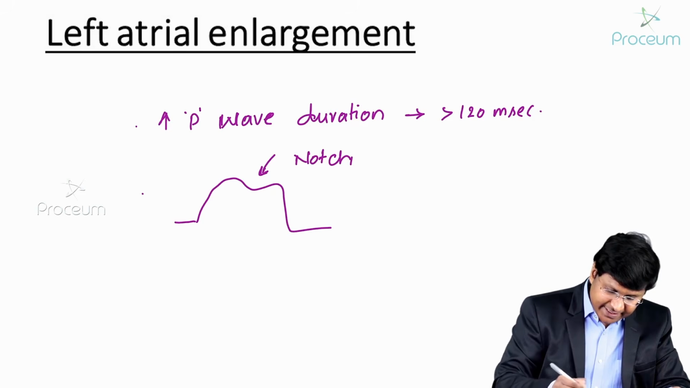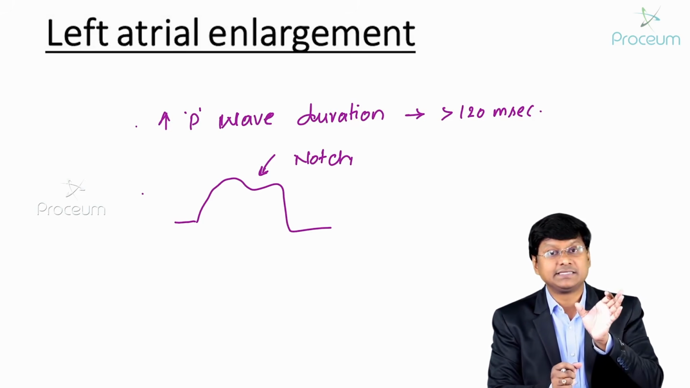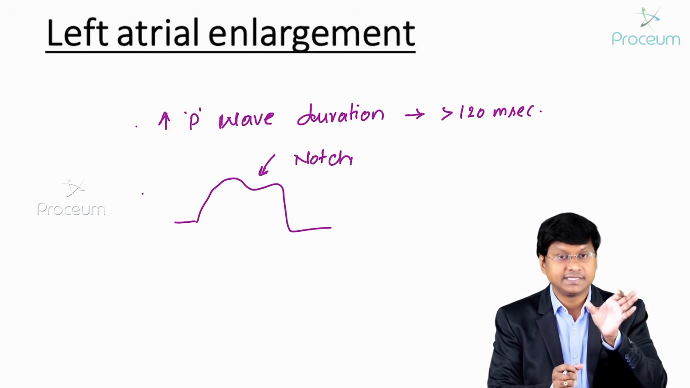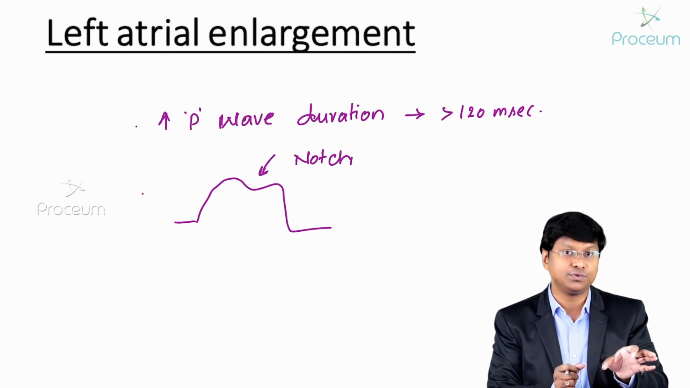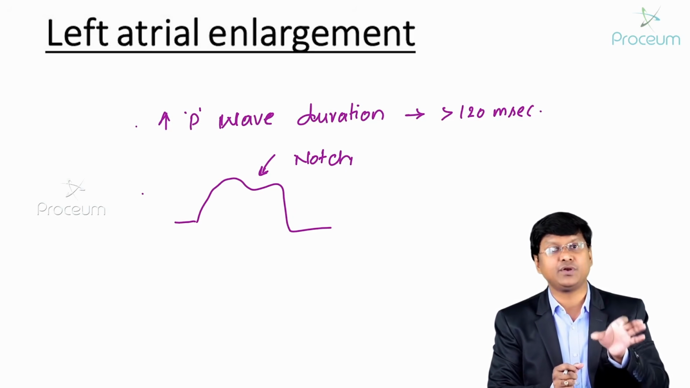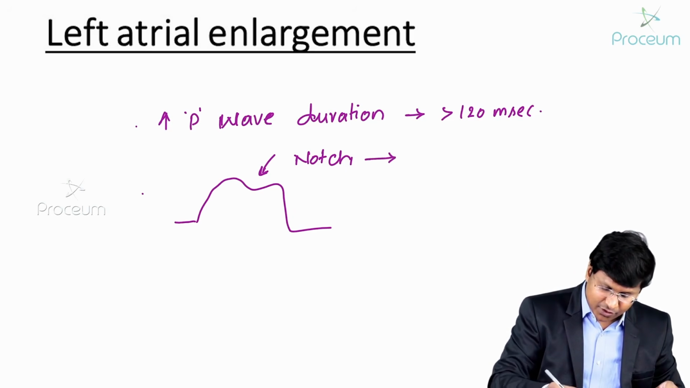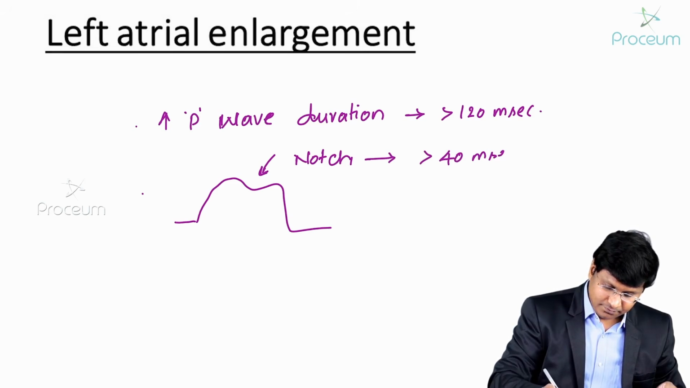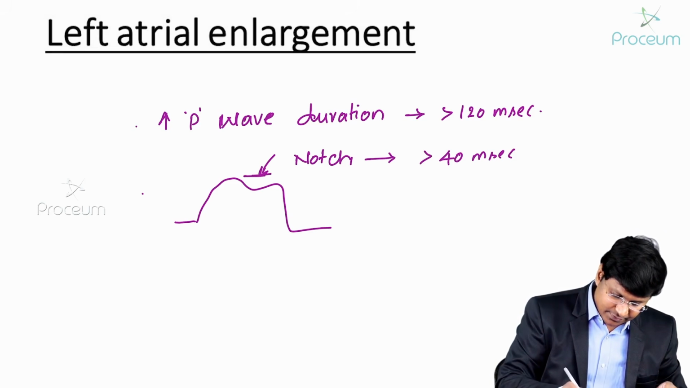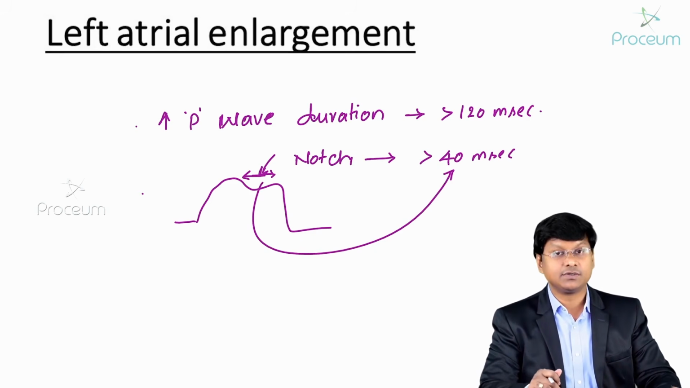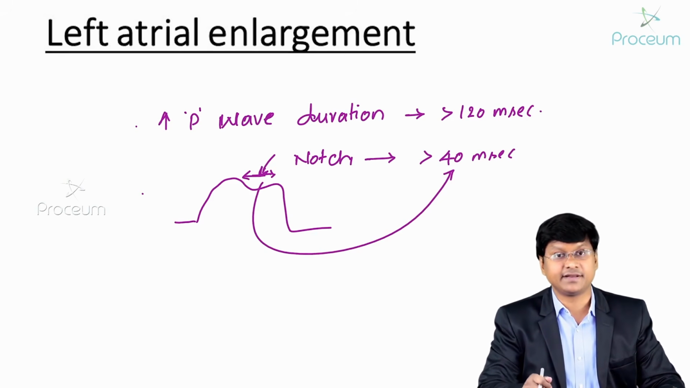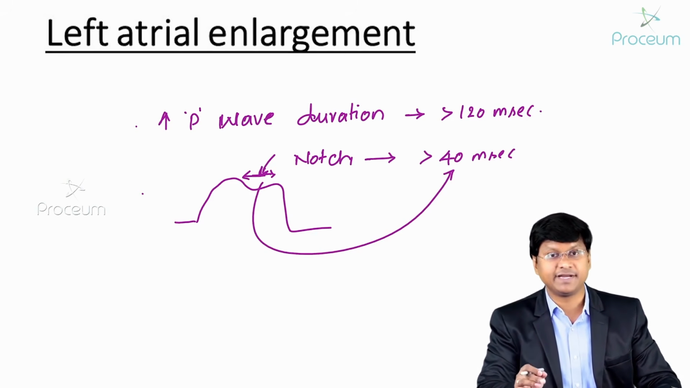And what should be the distance between the two prominences? There should be prominent notching of the P wave, most obvious in lead 2, with an interval between the notches of more than 40 milliseconds. So this distance should be more than 40 milliseconds. That is when you call it P mitral.